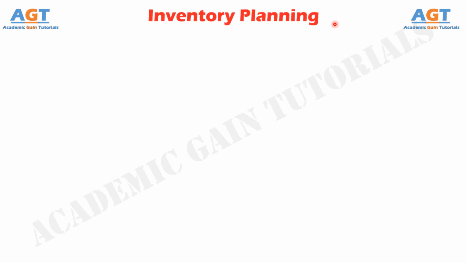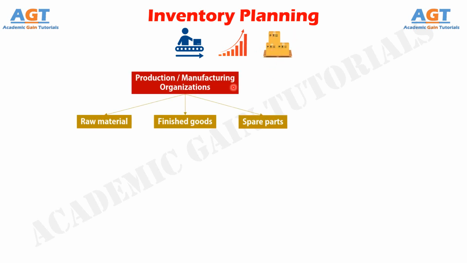Every organization that is engaged in production, sale or trading of products holds inventory in one form or the other. While production and manufacturing organizations hold raw material inventories, finished goods and spare parts inventories, trading companies might hold only finished goods inventories depending upon the business model.